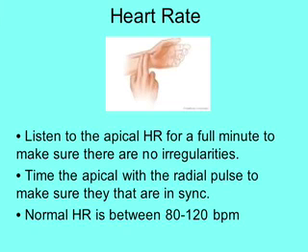The last vital sign is heart rate. You should listen to the apical heart rate for a full minute to make sure that there are no irregularities. You can time the apical with the radial pulse to make sure that they are in sync. You should note that the normal heart rate is in between 80 and 120 beats per minute.